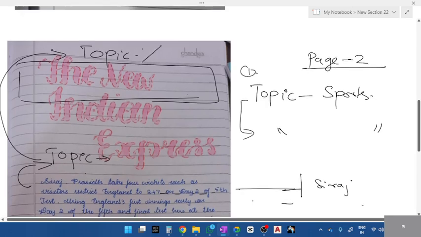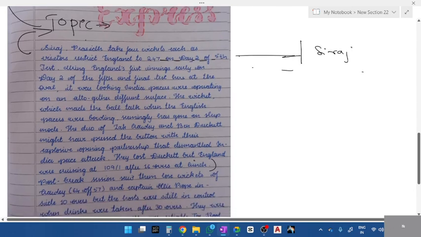On top, in the sense, don't write here. In the second or third line, write topic, the Indian Express. Then write it paragraph-wise. Convert this into paragraphs. Leave some space and write. Okay. Leave some space. Yeah, another 2 minutes, students.